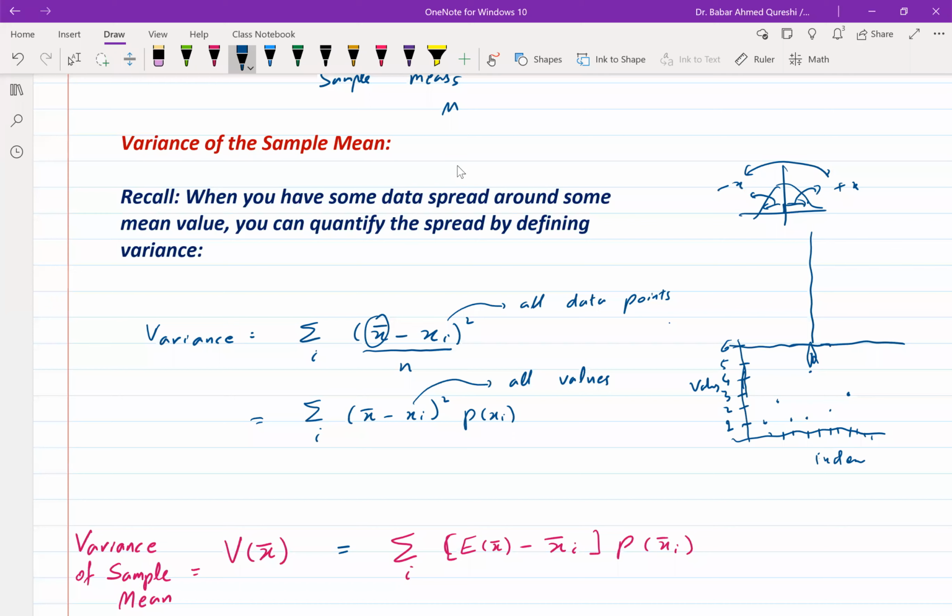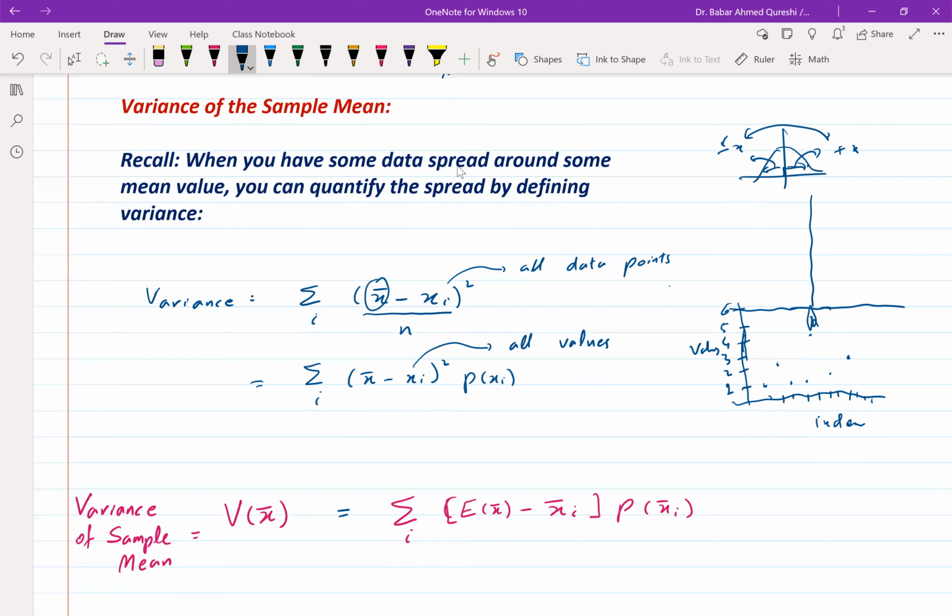So to cancel these negative numbers, you take a square. So you are, in a sense, computing the average of the spread. And that's the formula when you take all data points. But by the same logic as we used before, you can take all values instead of data points. Then instead of dividing by the total number over here, you can multiply by the probability distribution or frequency.